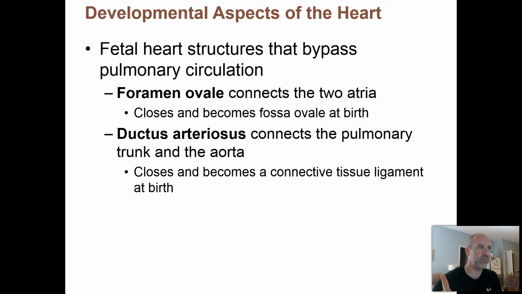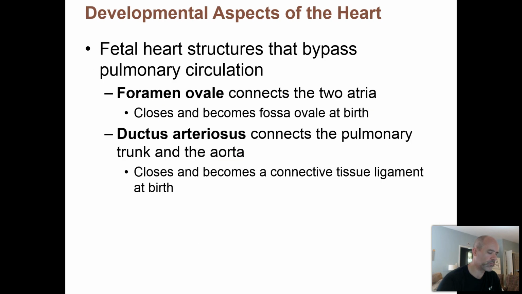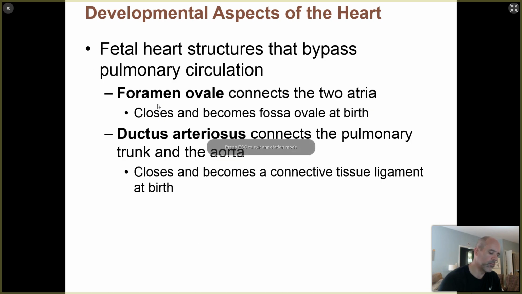So there are a couple of features in a fetal heart that don't exist or close off pretty quickly after birth. One of them is called the foramen ovale. Foramen, like remember the foramina in your skeletal system, holes? This is an oval-shaped hole between the two atria.